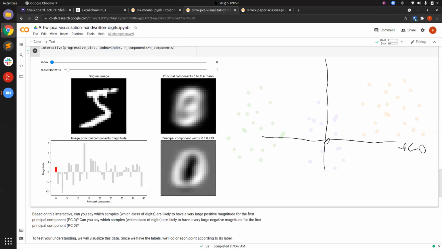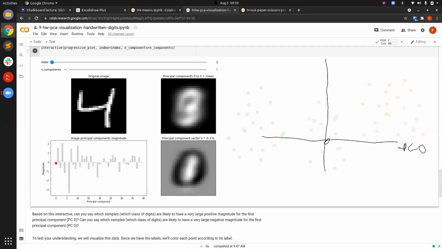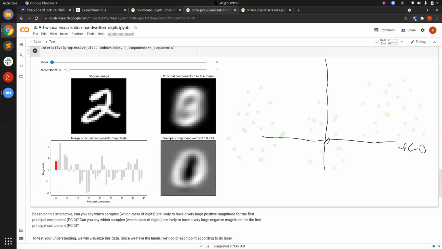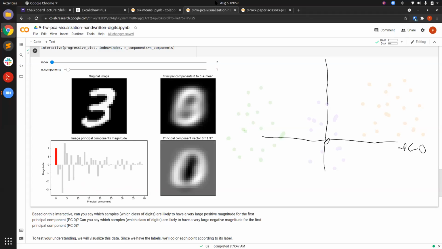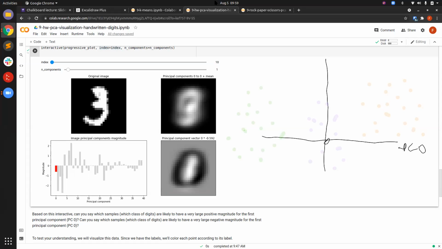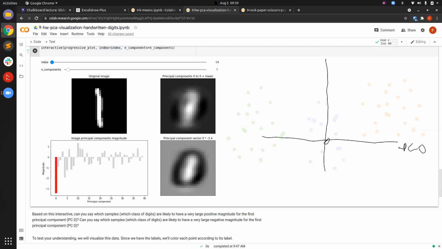Let's see if we can find some others where principal component 0 matters. So you can see for a 4 or a 5, principal component 0 doesn't matter too much. But for a 1, it always has a very large negative magnitude. And for a 0, it will usually have a large positive magnitude.